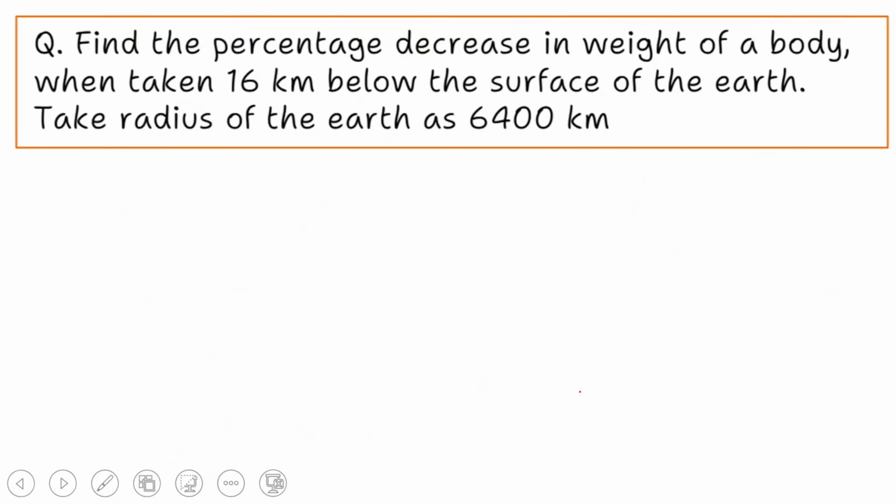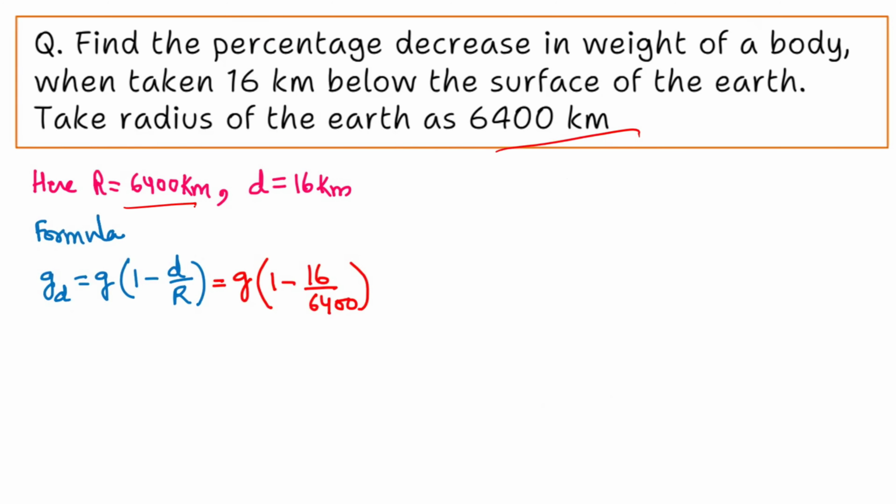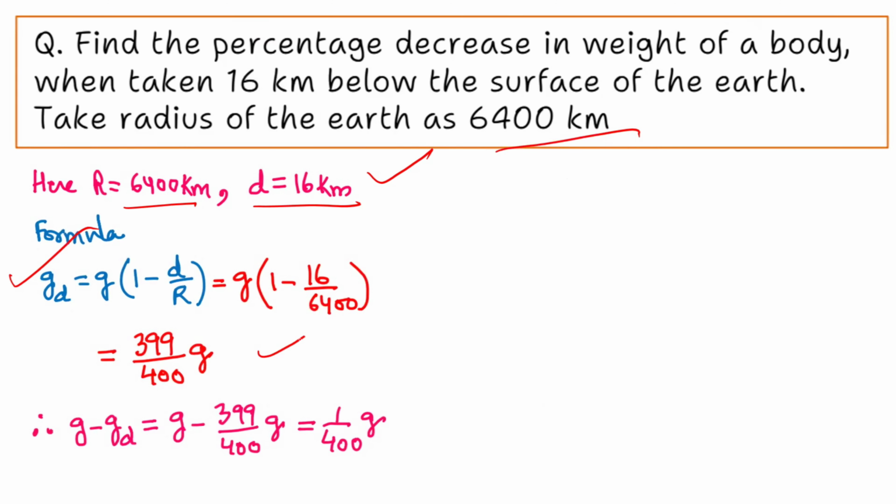Okay, now see one question, one numerical problem. Find the percentage decrease in the weight of a body when taken 16 km below the surface of the earth. Take radius of the earth as 6400 km. Now see this one, how to solve this problem. Here R is given as 6400 km, d is equal to 16 km. Now using the formula gd is equal to g (1 minus d upon R), that is also equal to g (1 minus 16 upon 6400). Putting the values, we are getting 399 upon 400 into g, or you can say g minus gd is equal to g minus 399 upon 400 into g, or 1 upon 400 g.